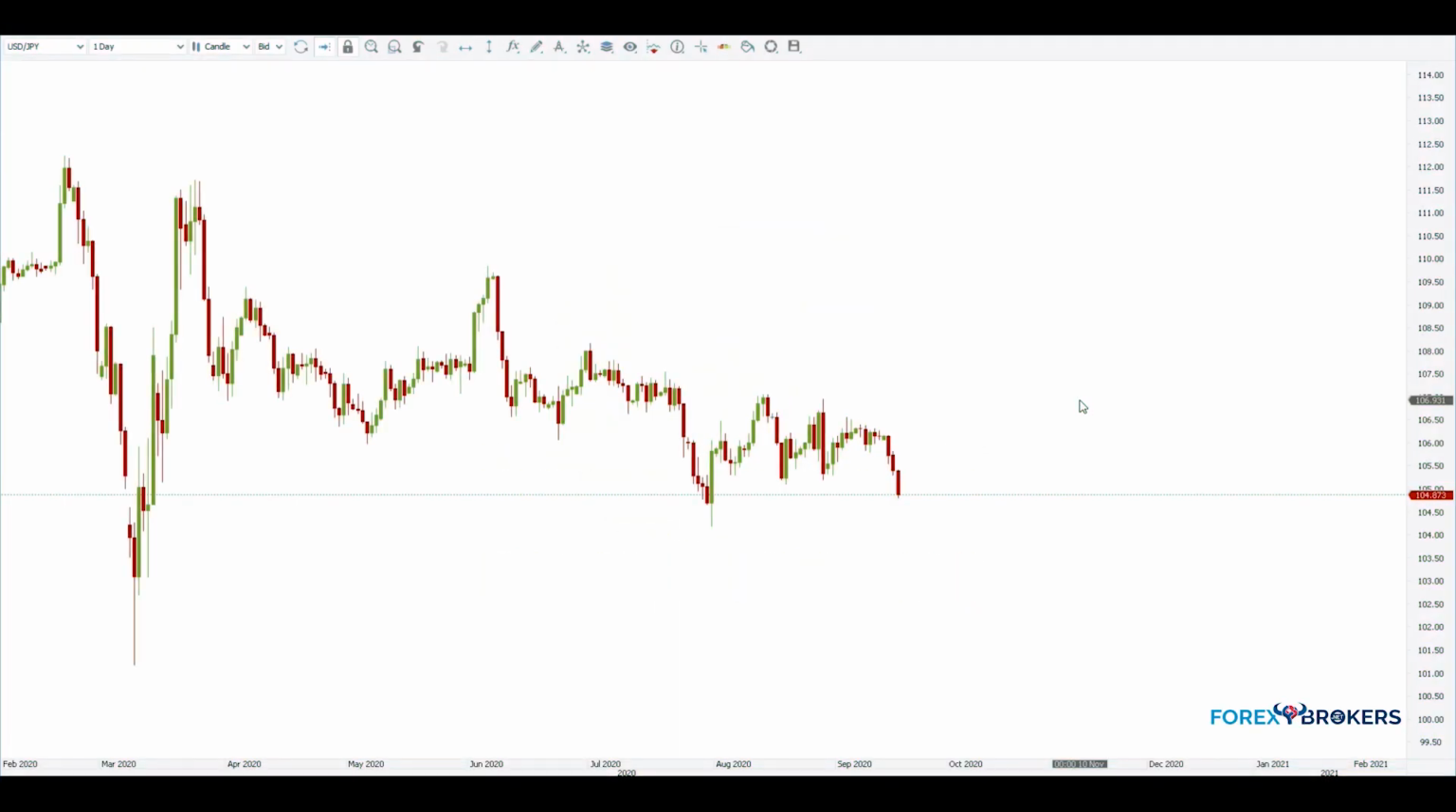Hello there, this is forexbrokers.net, and today we will discuss different trading styles when covering the FX market, or when looking at other financial markets, because the styles are the same.